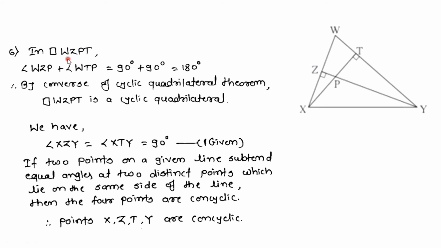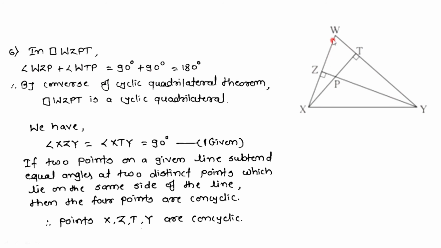Now to start with, we have quadrilateral WZPT. So in this quadrilateral, as YZ and XT are the altitudes of a triangle, that means measure of angle WZP must be 90 degrees. Similarly, measure of angle WTP is 90 degrees. So if we add these two, that is angle WZP plus angle WTP, that is equal to 90 degrees plus 90 degrees, that is equal to 180 degrees.